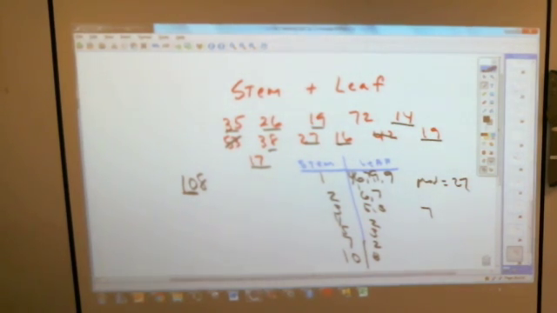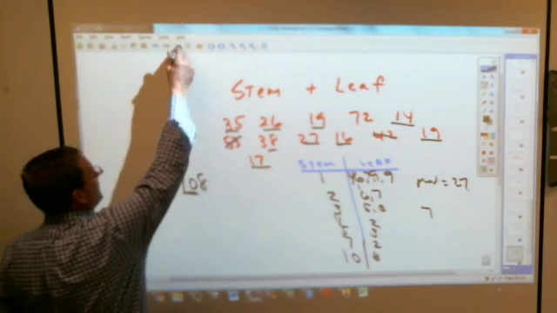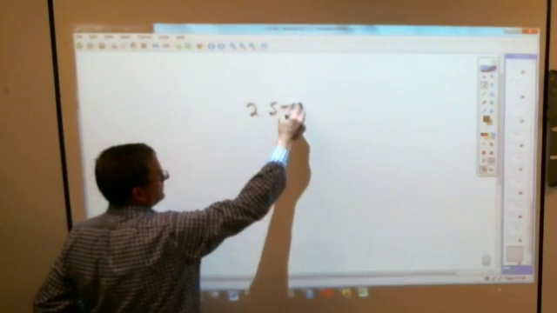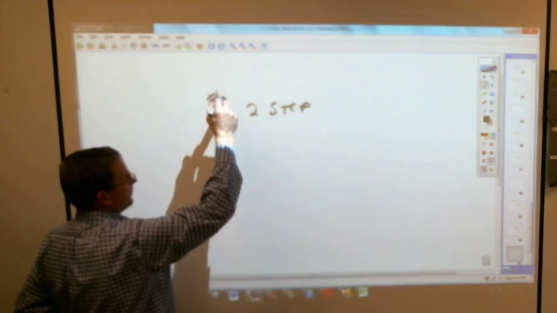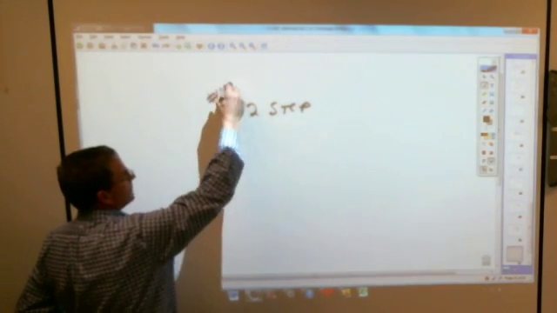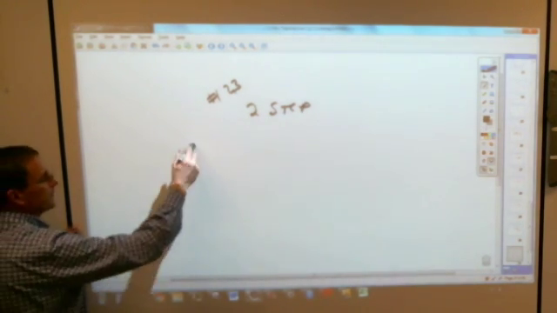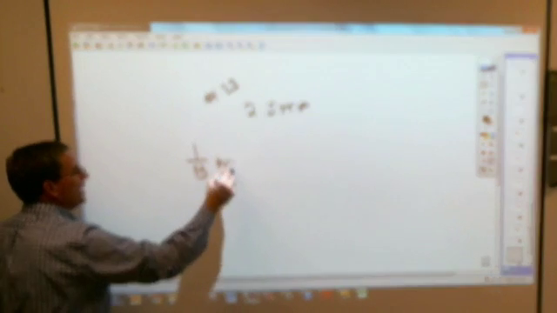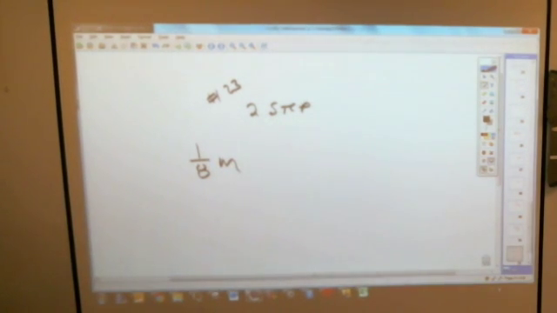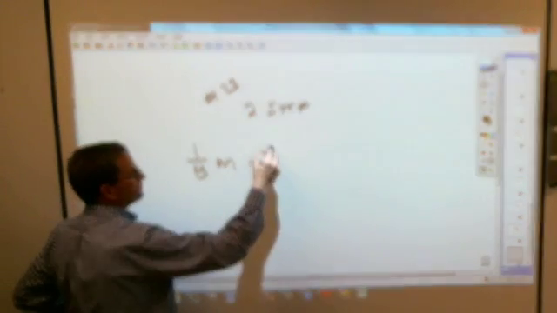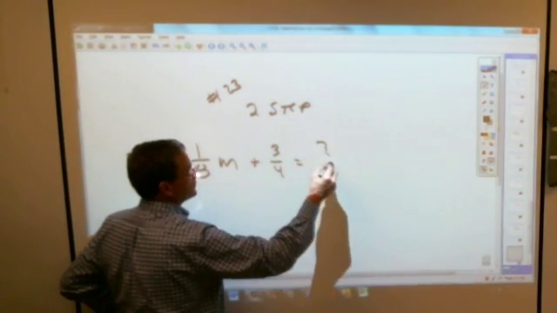Two-step equations. I don't know if we really need to do those either, but let's do just a couple. Lesson 23 is two-step equations. What lesson is stem and leaf plots? Okay, lesson 22. And these again, you should have been doing since forever, but let's do the hardest one. 1/8 m plus 3/4 equals 7/12.